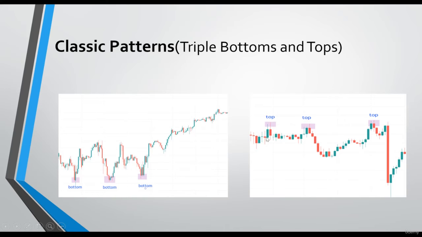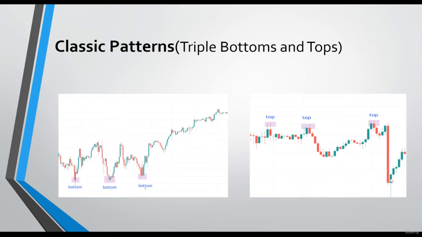And look at the picture on the right. In the picture on the right, we can see a kind of resistance line, and the price failed to pass this line. So you can see the first top, the second, and the third. And after the third top, you can see a kind of bearish market or bearish trend. All right. So this is about triple bottoms and triple tops.